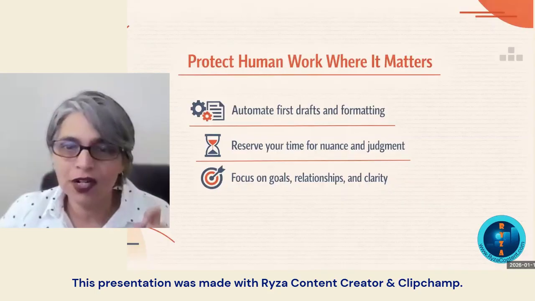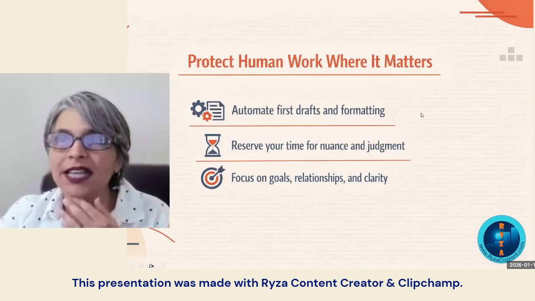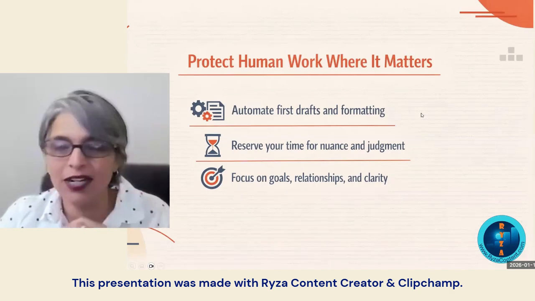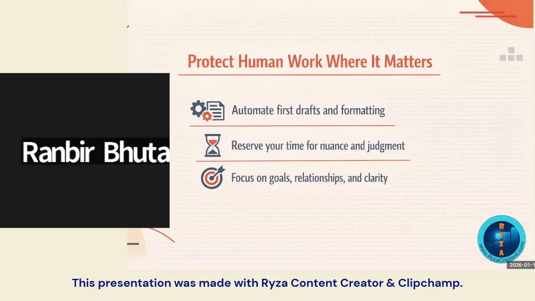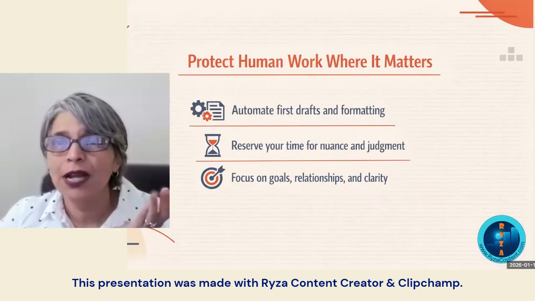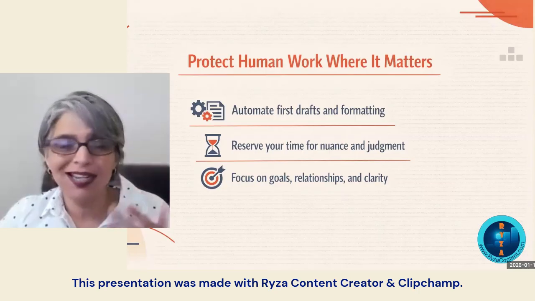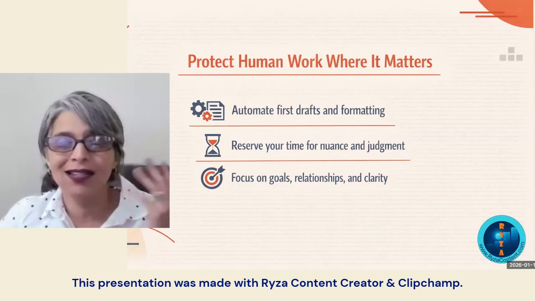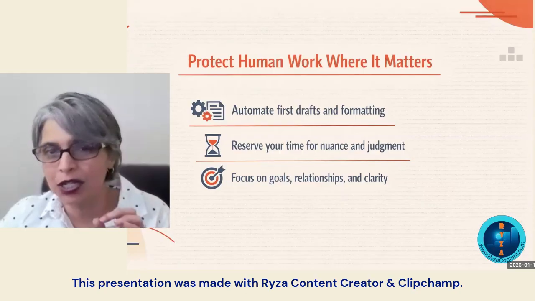I know we're kind of over time, so I'm going to finish out soon. But basically, for creating content fast, I want to keep people longer. Automate the first drafts and formatting, send it through AI, that's fine. Write it in casual language, get it polished a little bit.